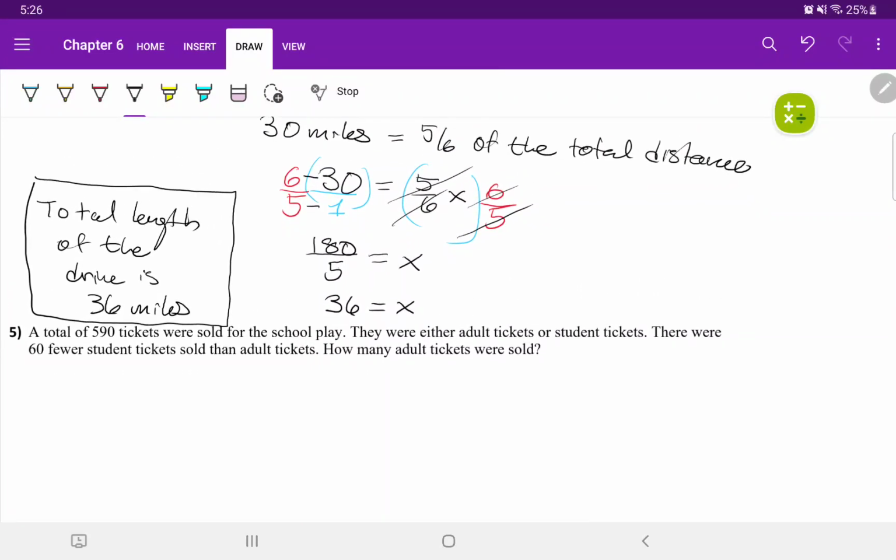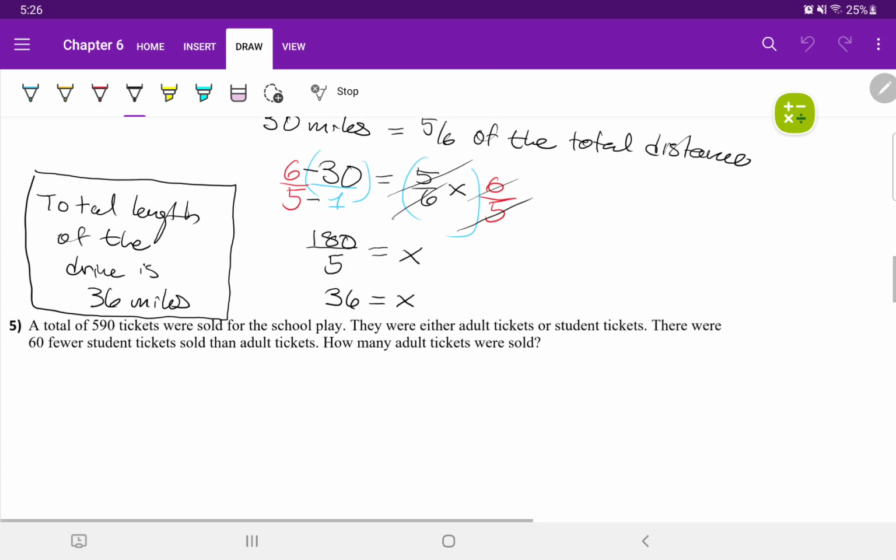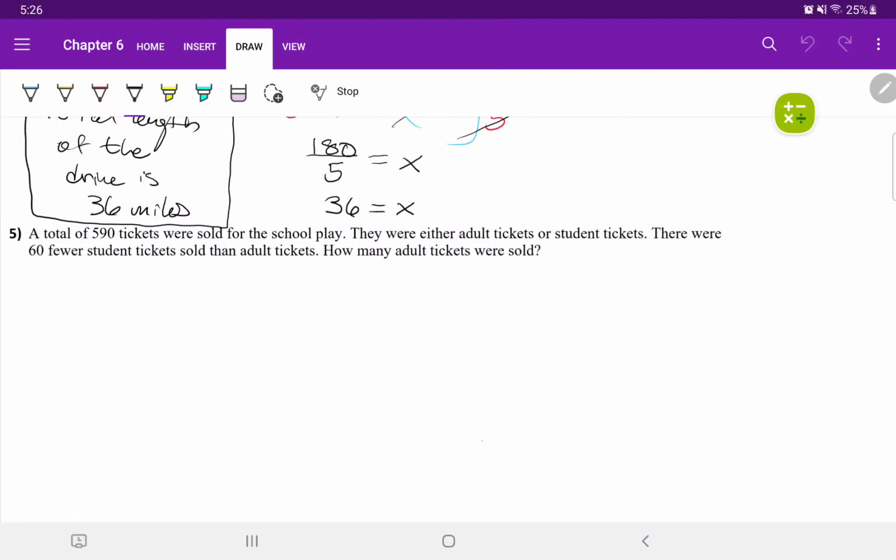Now it says a total of 590 tickets were sold for the school play. They were either adult tickets or student tickets. There were 60 fewer student tickets sold than adult tickets. How many adult tickets were sold? Okay, let's answer that question. We know we have a total of 590 tickets. And I'm going to set up a diagram to help break down the information.